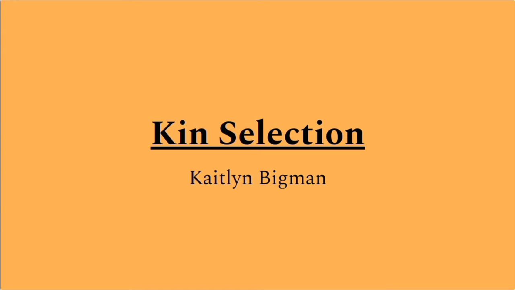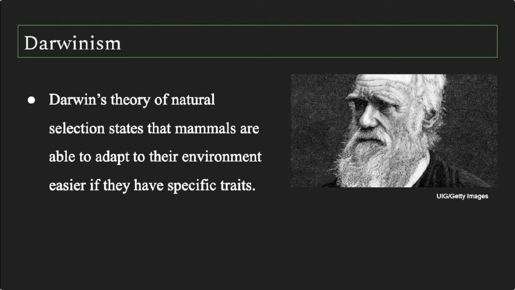And in order to understand it, we must discuss Darwinism. Darwin's theory of natural selection stated that mammals are able to adapt to their environment easier if they have specific traits. Due to these traits, the mammals are able to produce more offspring and the characteristics are passed down. However, some animals do not engage in this behavior. They prefer to devote their lives to helping others in their same species to survive and reproduce. This concept is called altruism.